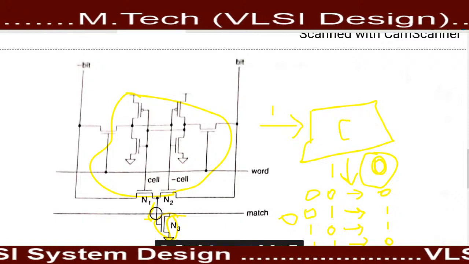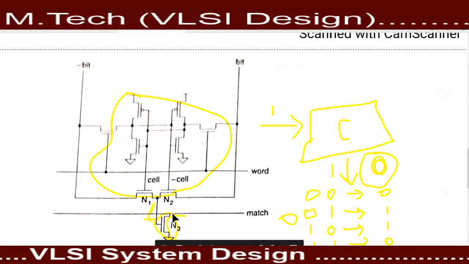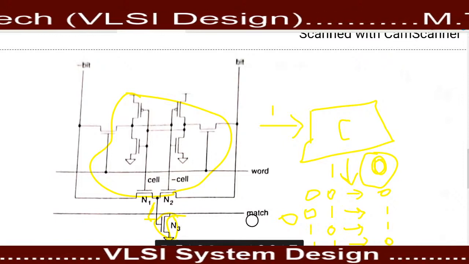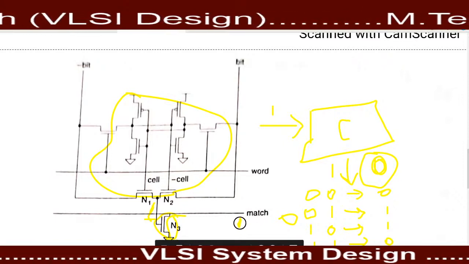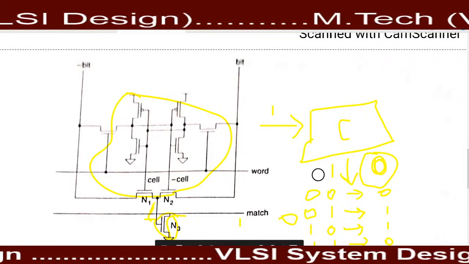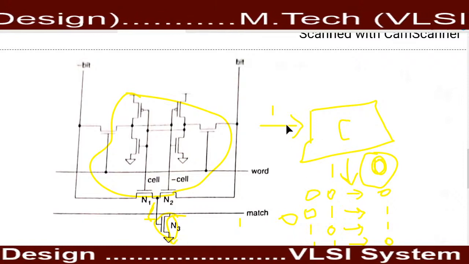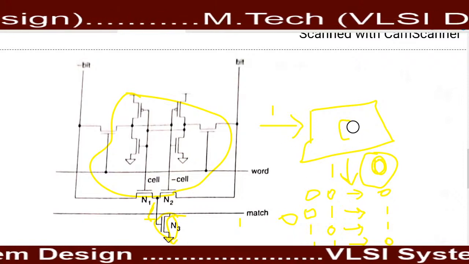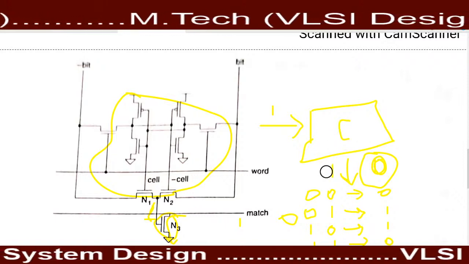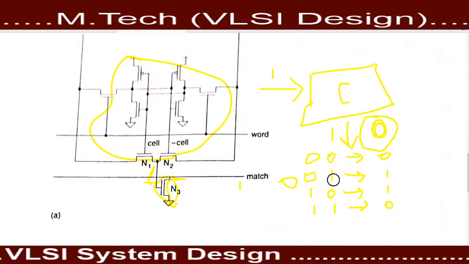Okay, so if the output will be 0, at that time this n1 n3 transistor will be in the cutoff region, and the output of the match signal will be 1. It suggests that if the input is matched with the content that is stored, the match signal will be active, and in the other case the match signal will not be active.